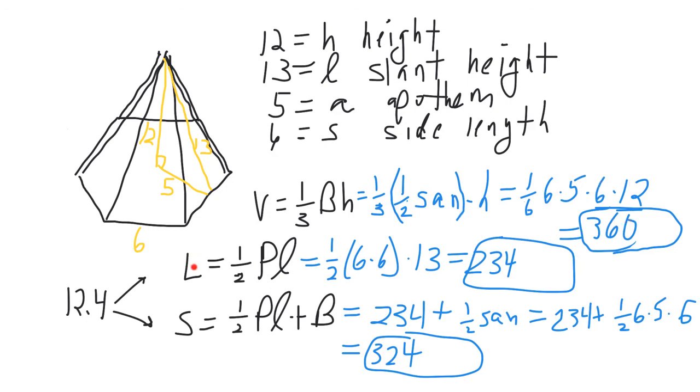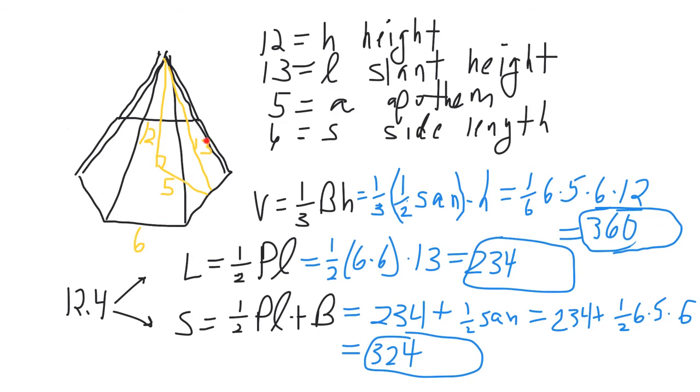For my lateral area, it's 1/2 the perimeter. Now the perimeter is just 6 sixes, that's the perimeter all the way around, times the slant height. That's what I need to use there. And for my complete surface area, I use that same exact number, that's the first part, plus one base now. There's just one base for a pyramid, so that's 1/2 SAN, and I get my answer.